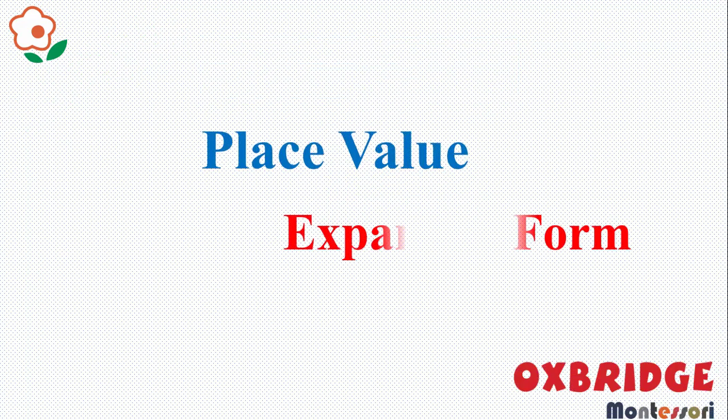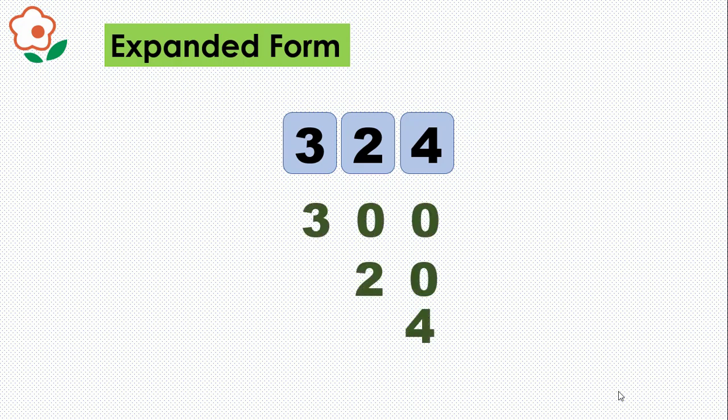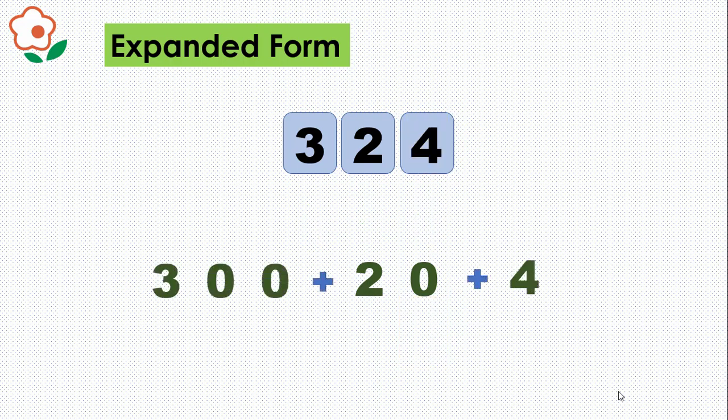To show that numbers are really a combination of different groups, we can write a number in expanded form. For example, we can expand 324 into 300, 20, and 4 because 3 in the hundreds place means 300, 2 in the tens place means 20, and 4 in the ones place means just 4. So 324 in expanded form is the combination of those amounts: 300 plus 20 plus 4.